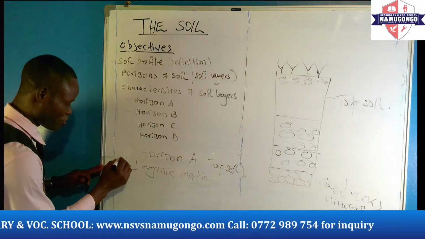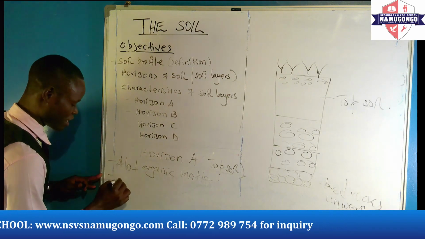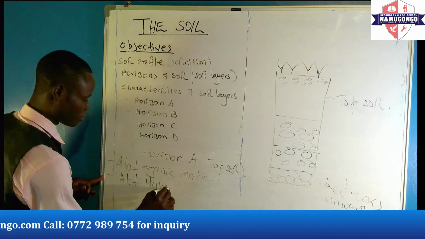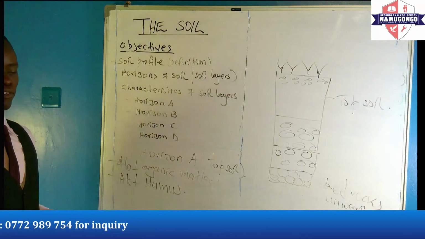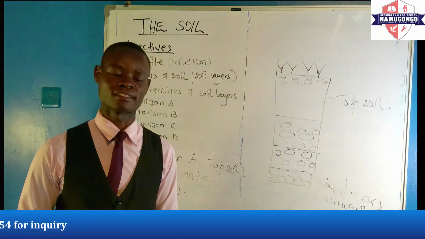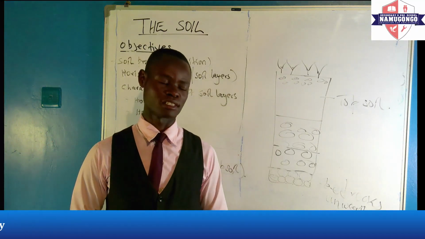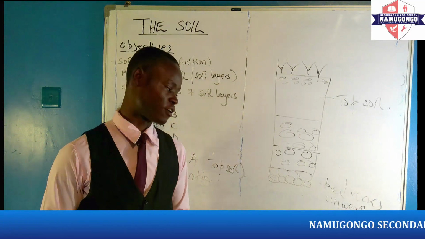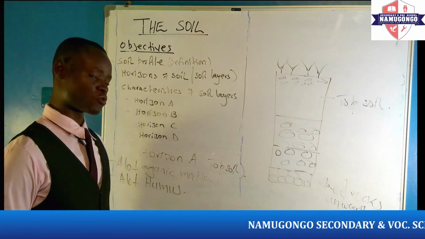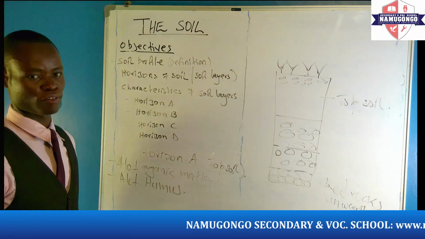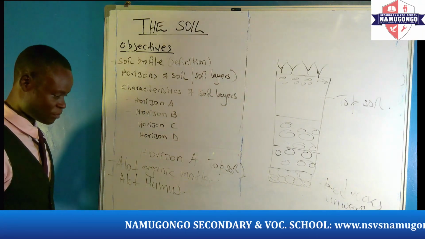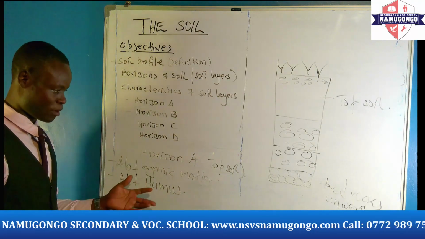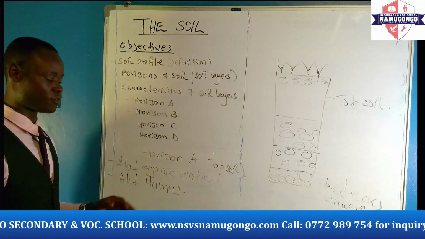Then this horizon is again characterized by having a lot of what? A lot of humus. And what is humus? We are going to look at that in detail. That humus is that darker coloration that is found in the top soil. The darker brown coloration of the soil is what forms what? Humus. And what brings about the dark coloration is the too much organic matter that is found in the horizon.